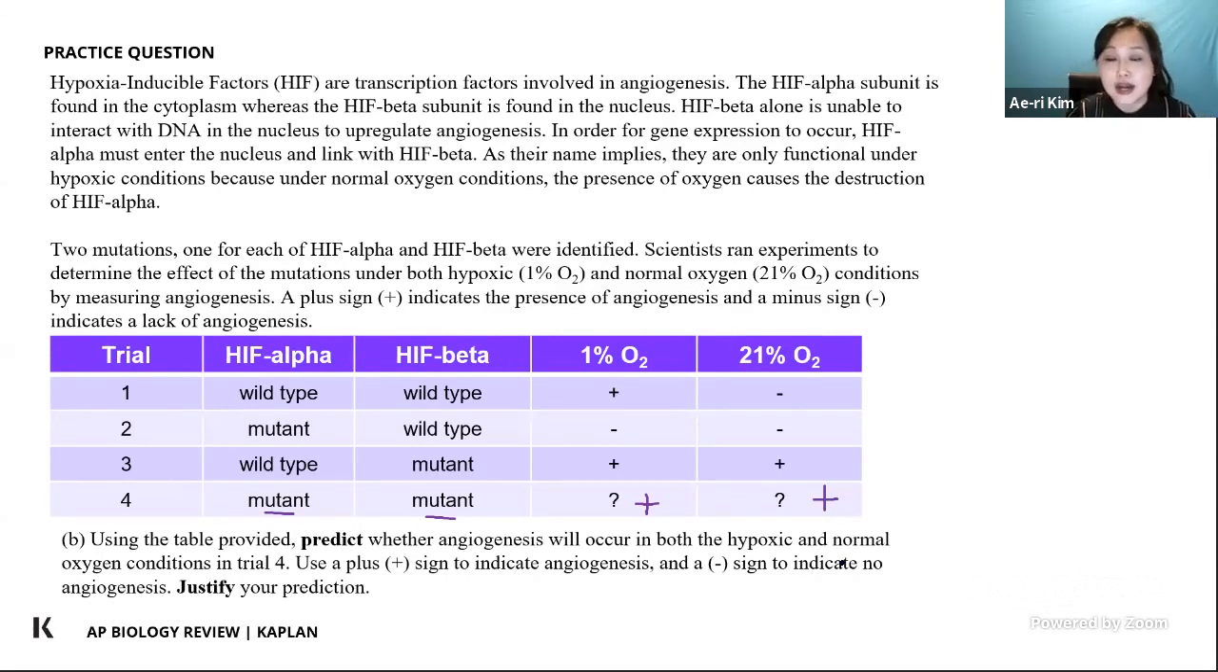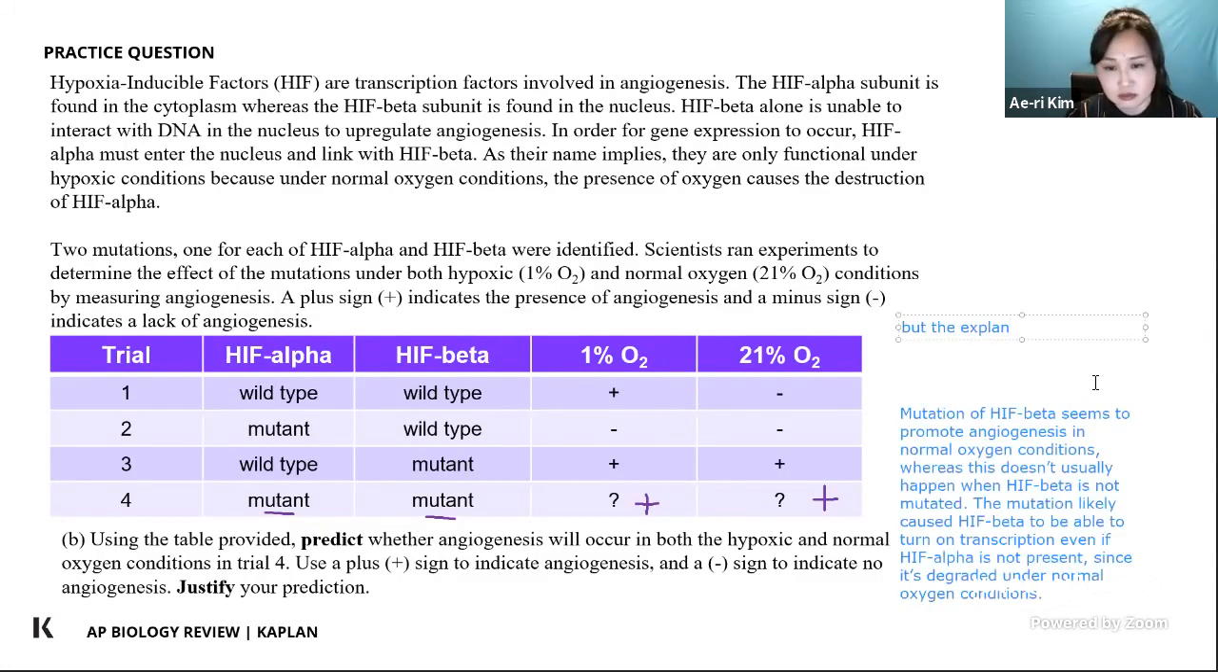Correct. So you have to make sure that you have two parts of this. You have to say why you have angiogenesis for hypoxic conditions and why you have angiogenesis for the normal oxygen conditions. It has to be both in order for you to get the full points for this particular problem. So here, let me just tweak that. So here we go. You need to have an explanation for both parts of that table, and it has to be both positive in order for you to get the full points for prompt B. Okay.